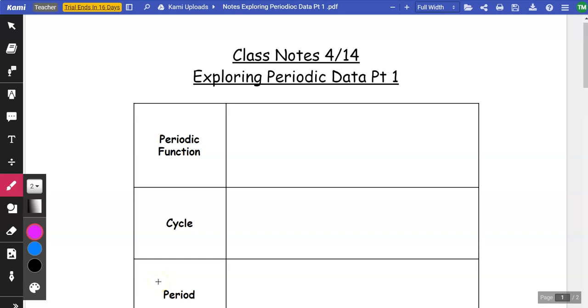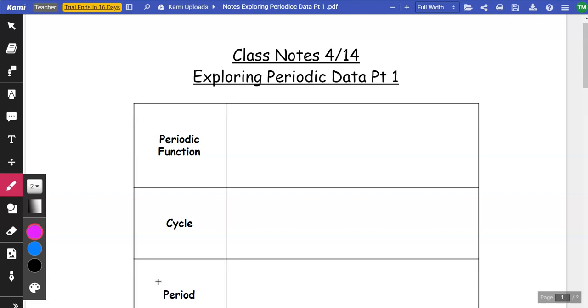Hi guys, so today we're going to start our trig unit and we're going to spend basically the rest of the school year working on trig. To begin this unit, the first thing we're going to talk about is something called periodic data, and that's going to be our focus this week.